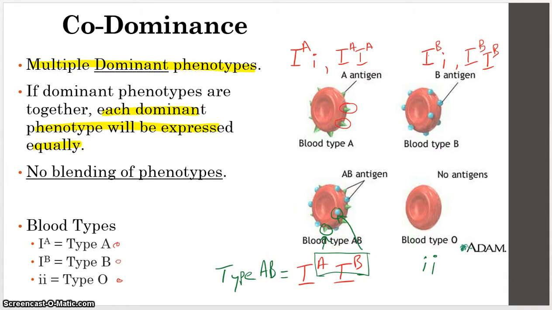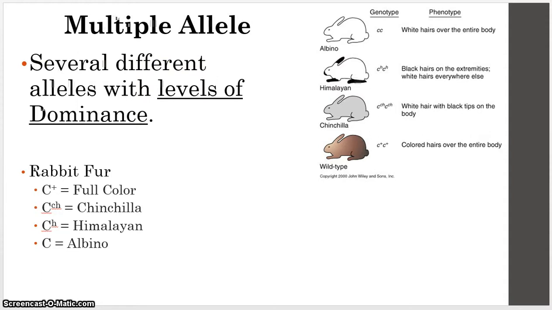The next example that we have of non-Mendelian inheritance is called multiple allele. In multiple allele genetics, there are several different alleles that have levels of dominance. And where we see this is in rabbit fur color.